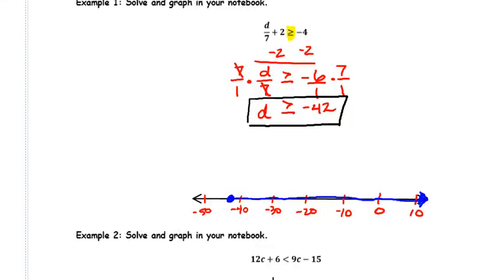So in this example, we were able to solve this like it were an equation, and we didn't actually see any implication of the inequality until we got down to the graph, where we see that there are infinitely many solutions for this inequality because it's any number that is greater than or equal to negative 42. But now we're going to take a look at example 2.